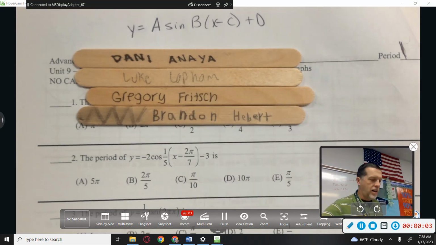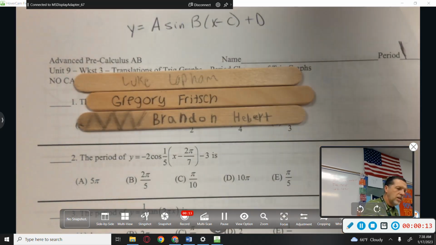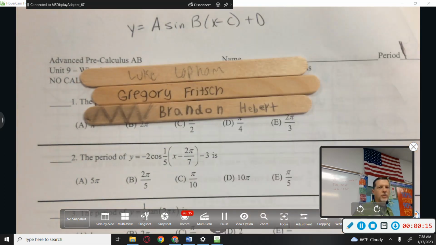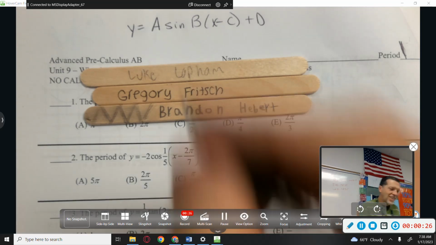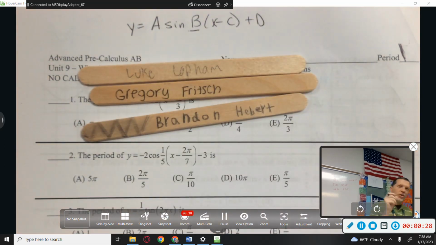So yes, Danny, that is correct. A controls the stretch, makes the peaks taller and the valleys lower, and it also controls the flip if it's negative. Luke, what does B control? I don't know exactly what it's called, but it makes it more waves or less waves. Yes, it controls the period.